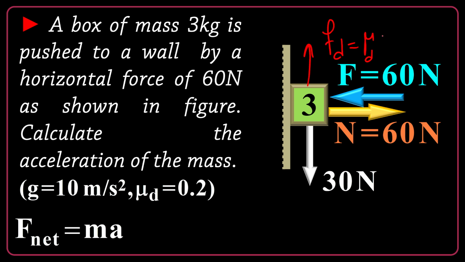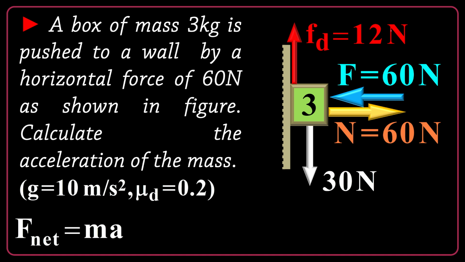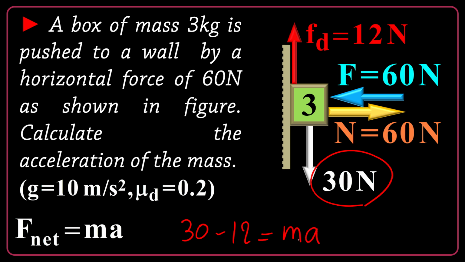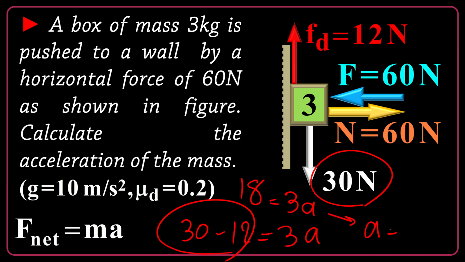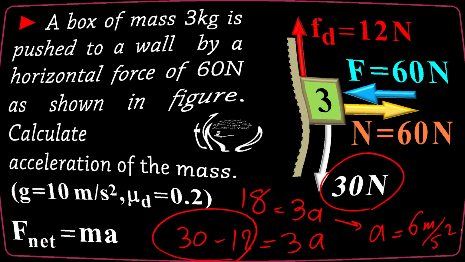It is mu d times the normal force. Mu d is 0.2, so it's 0.2 times the normal force, which is 60, so it's easily 12. Okay, 12 Newton vertically upward and 30 Newton downward. So the net force in vertical direction will be 30 minus 12 is equal to ma. Mass of the object is given to be 3 and a is my goal. Okay, here I have 18 is equal to 3a, so acceleration is going to be 6 meters per second squared. Vertical acceleration, of course, downward.